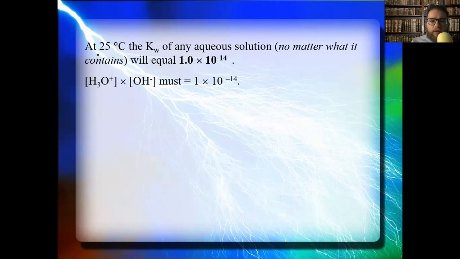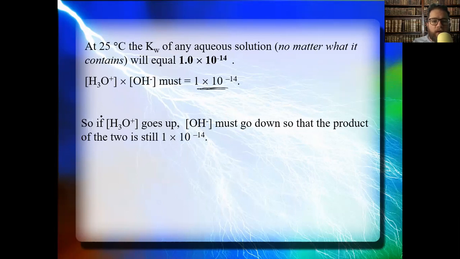At 25 degrees, and it's important to note that it's at 25 degrees, the Kw of any aqueous solution will equal 1 by 10 to the minus 14. So the H plus concentration times the OH minus concentration must equal 1 by 10 to the minus 14. So if the H plus concentration goes up, the OH minus concentration must go down, so that the product of the two is still 1 by 10 to the minus 14.